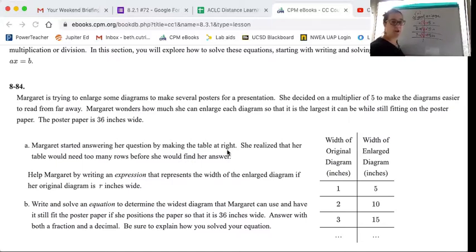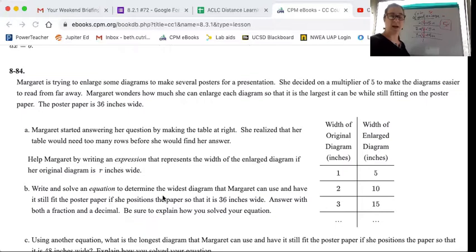So the question in A says, help Margaret by writing an expression that represents the width of the enlarged diagram if her original diagram is R inches wide. So both of these are in inches. So we're going to say our expression is going to be 5 times R. We don't need an equals yet because it's just an expression. So this is the expression that relates the enlarged diagram if her original was R. That's the enlarged, 5R.